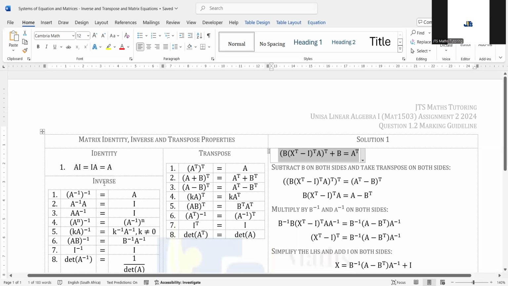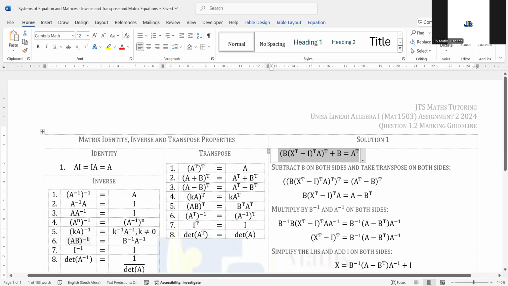All right, let's look at inverse properties. You take the inverse of an inverse, you arrive at the original matrix. You multiply an inverse with the matrix, you arrive at the identity matrix. You multiply a matrix with its inverse, you arrive at the identity matrix. The inverse of a matrix raised to the power n is just the inverse raised to the power n. The inverse of a matrix multiplied by a scalar is just as good as multiplying the reciprocal of that scalar with the inverse of that matrix.